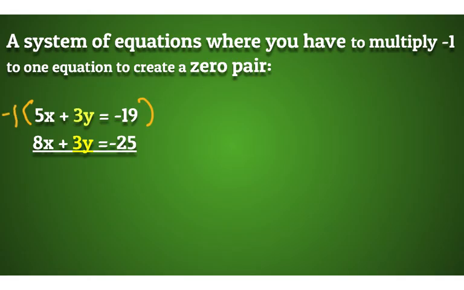And when you do that, you're going to create that zero pair through the distributive property. Now you've got to remember, if you're going to multiply -1 to the entire equation, you're going to multiply that -1 to the entire equation. So you're actually going to get -5x minus 3y equals a positive 19, because two negatives equal a positive.